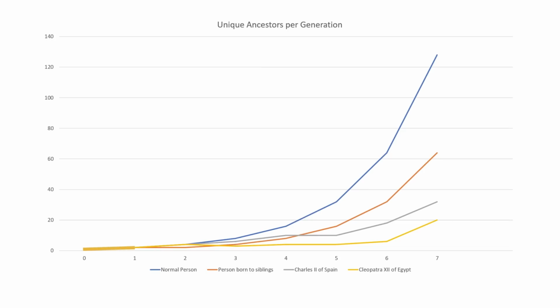If you go back seven generations, a normal person should have 128 great-great-great-great-grandparents. However, a person who married their full sibling will have only 64. Well, Charles II from the House of Habsburg had only 32. And Cleopatra of Egypt, well, she only had a mere 20. So, yeah, gross.